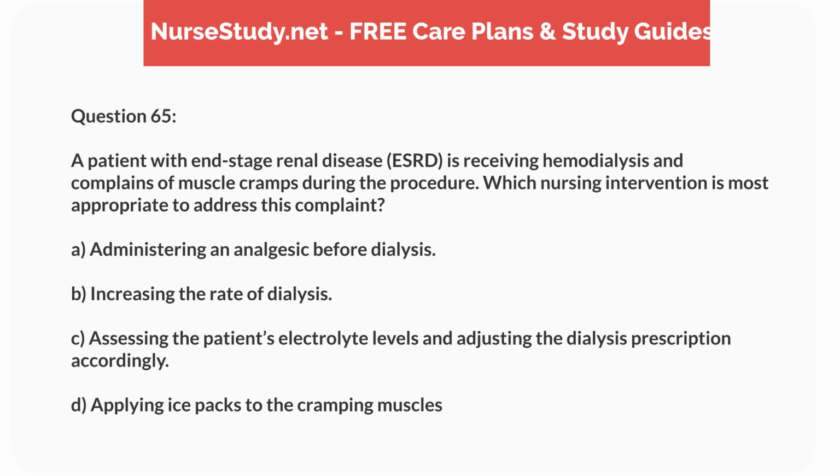Question 65. A patient with end-stage renal disease, ESRD, is receiving hemodialysis and complains of muscle cramps during the procedure. Which nursing intervention is most appropriate to address this complaint? A. Administering an analgesic before dialysis. B. Increasing the rate of dialysis. C. Assessing the patient's electrolyte levels and adjusting the dialysis prescription accordingly. D. Applying ice packs to the cramping muscles.